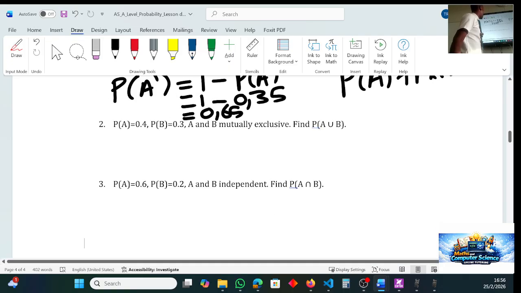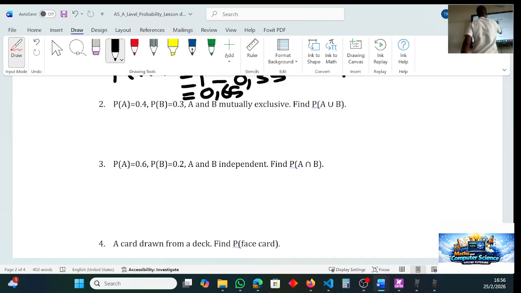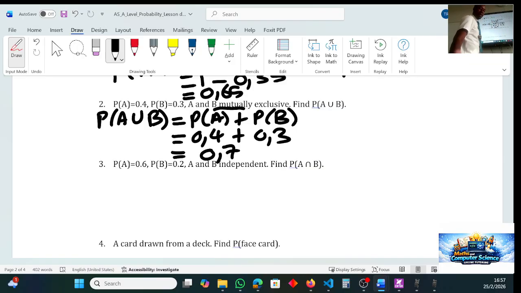Right, we are moving to the second question, where we have the probability of A and B, and we are told that these events are mutually exclusive. When events are mutually exclusive, it means there is no overlap or intersection. So the probability of A union B will be given by the probability of A plus the probability of B, because we don't have the intersection. So I'll substitute with 0.4 and 0.3. This will simplify to 0.7.